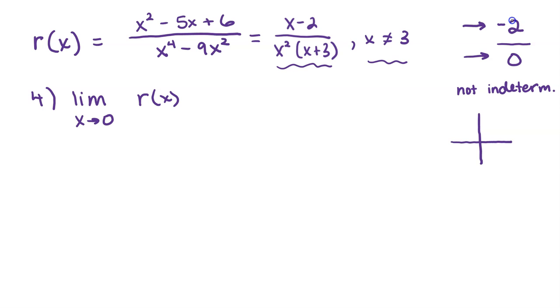So x is heading to 0. We could have the expression heading to positive infinity on both sides of 0. We could have the expression heading to negative infinity on both sides of a, or 0. Or we could have a situation where one side is heading towards positive infinity and the other side is heading towards negative infinity.